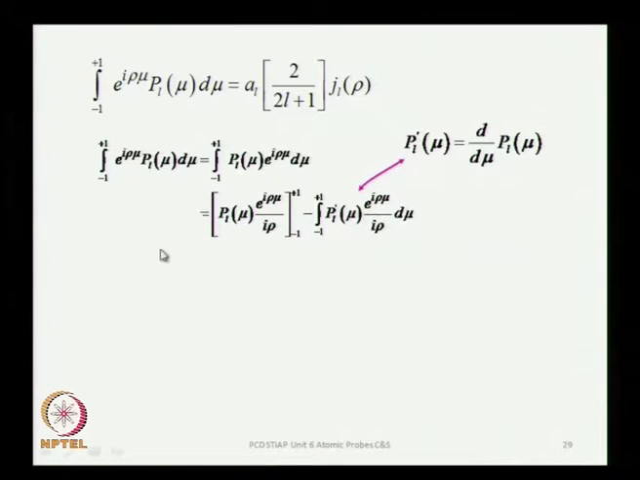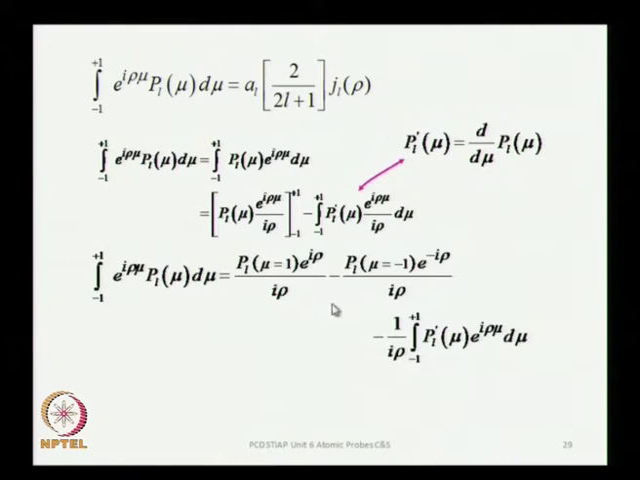Okay. So, now it is really very simple because you can put these limits, you can put mu equal to 1 and mu equal to -1. So, here in the first term I put mu equal to 1, in the second term I take mu equal to -1, I subtract the second term from the first term. So, here is a minus sign, and then there is a residual integration to be carried out.